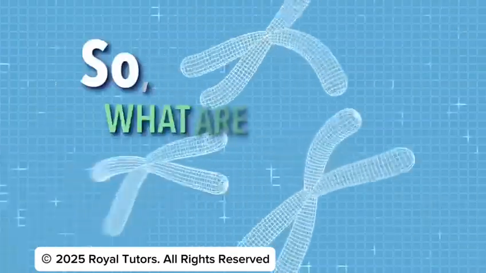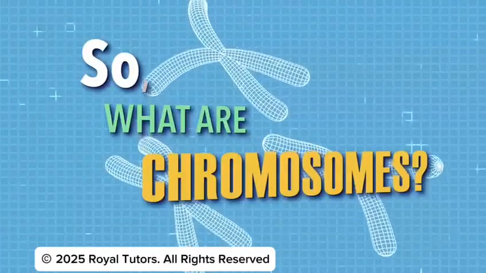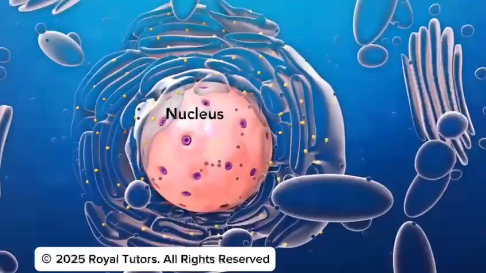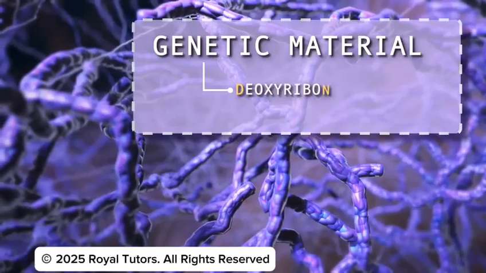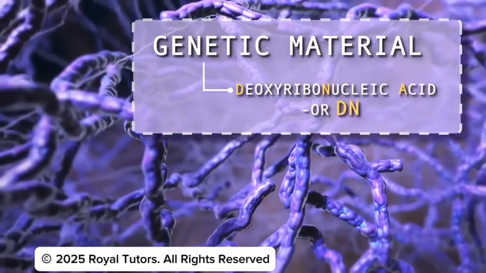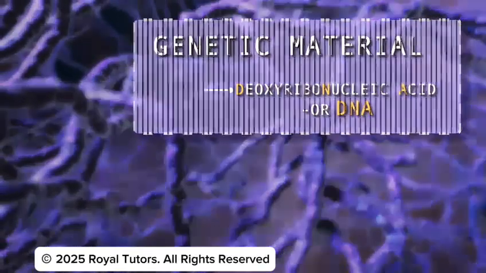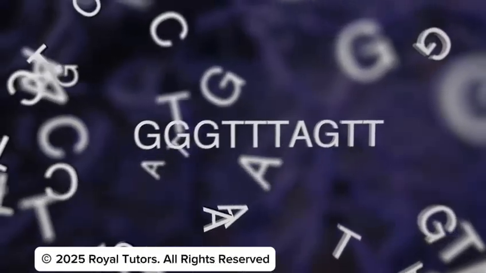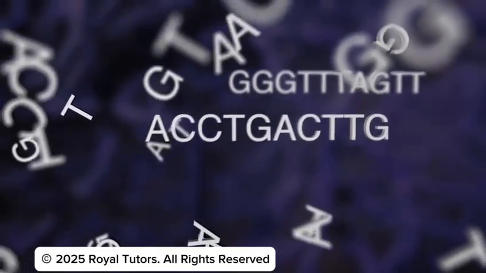So, what are chromosomes? Let's look inside the cell's nucleus. Here, we find the nuclear genetic material known as deoxyribonucleic acid, or DNA. Each cell's DNA holds the genetic code or instructions for everything within that organism.